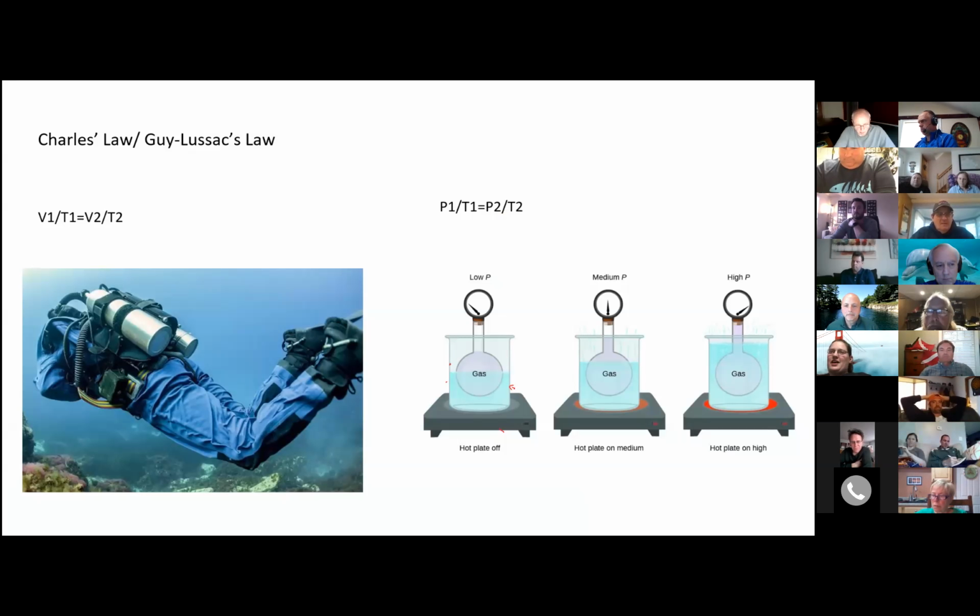So Charles' law. Charles' law relates volume and temperature to each other. It kind of ignores everything else and just says, let's look at these two. Volume and temperature go hand in hand. So the colder it is, the lower the volume. The warmer it is, the higher the volume.